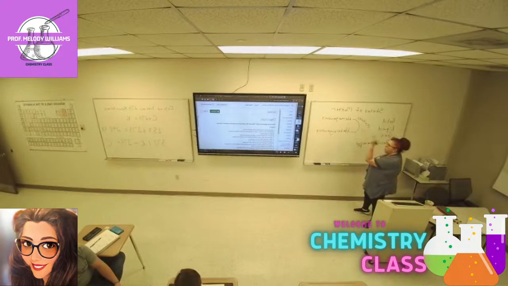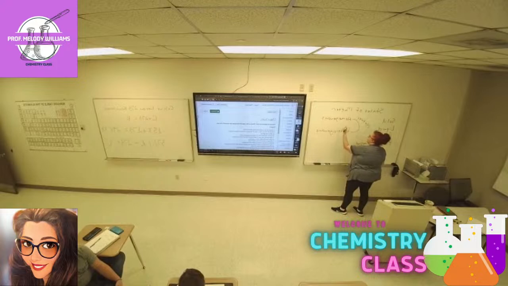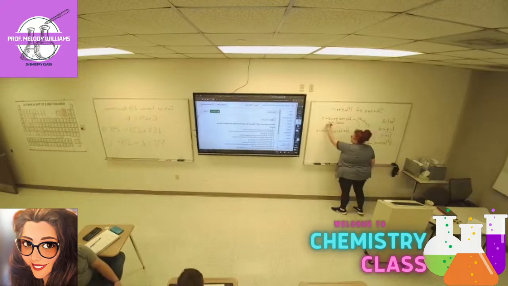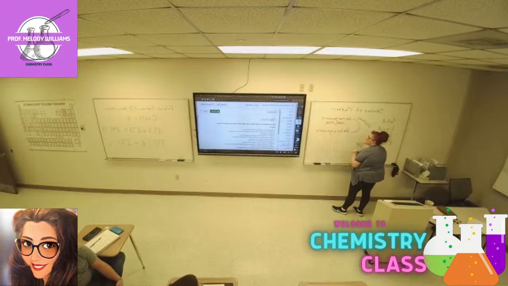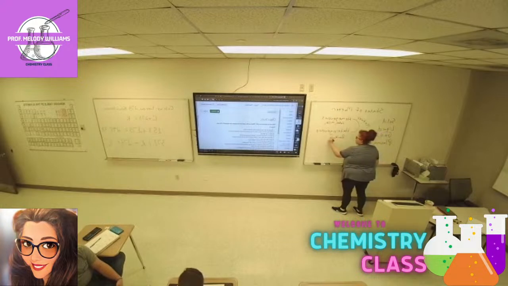Mixtures. We can have homogeneous and we can have heterogeneous. Mixtures are basically a mixture of different things. Homogeneous could be like coffee with milk, right? Homogeneous mixture, it's the same throughout. Heterogeneous could be like Rocky Road ice cream, it's got layers.